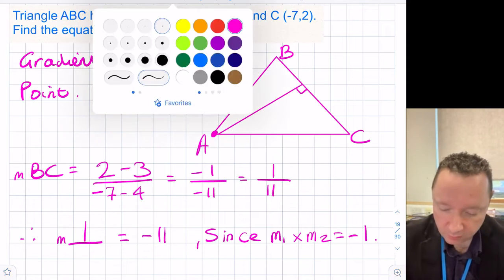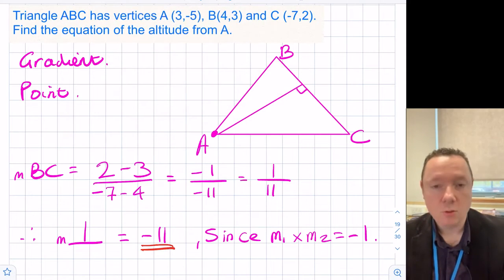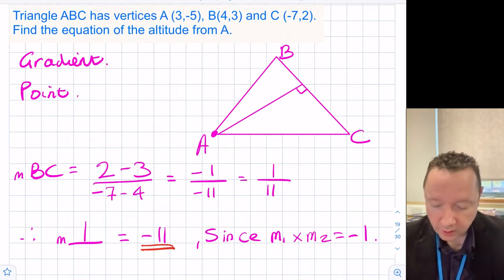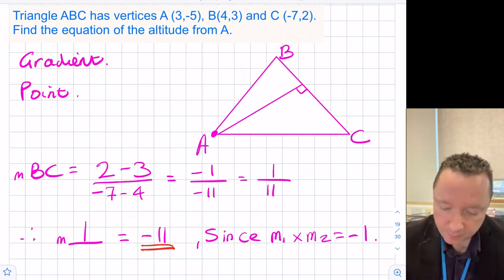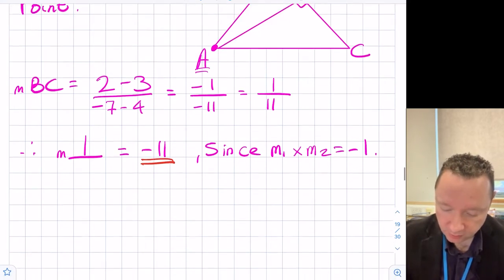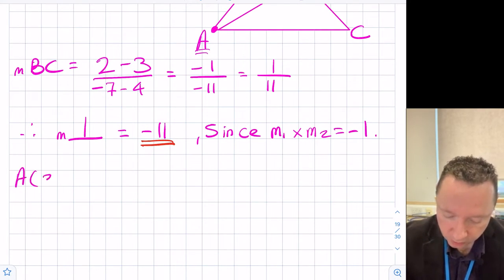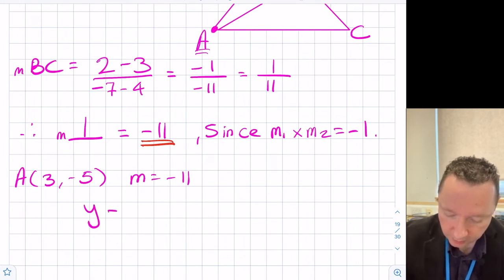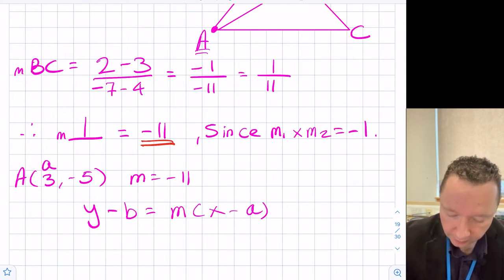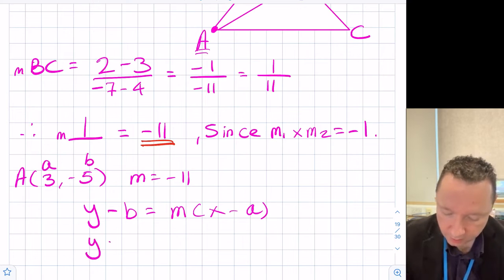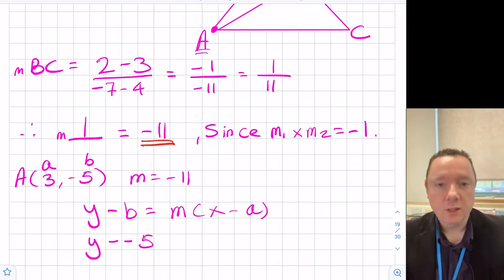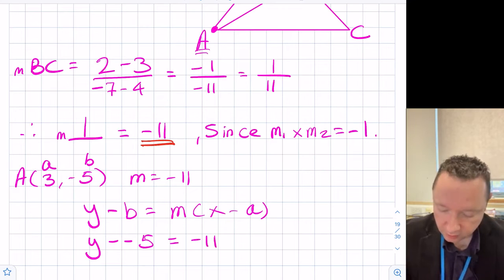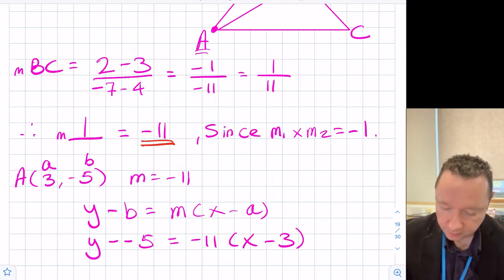Let's just highlight that with a red mark. So that's what we need. We now need also the point and use y minus b equals m(x minus a). So with point, remember, we're using this point A, which is (3, -5). So using point A, which is (3, -5), and our gradient, which is -11, y minus b equals m(x minus a). Well, that's the point A and that's the point B. y minus -5, watch out for your double minuses, equals -11(x minus 3).